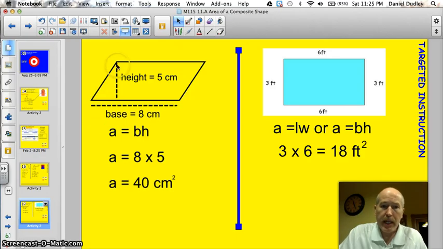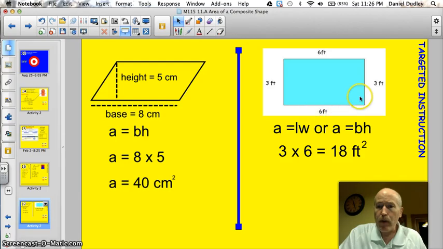That is just base times height, like a rectangle. The height is 5 centimeters. The base is 8 centimeters. So it's 8 times 5, or 40 centimeters squared. Keep in mind that all area labels are squared. Centimeters squared, feet squared, miles squared, whatever it happens to be.